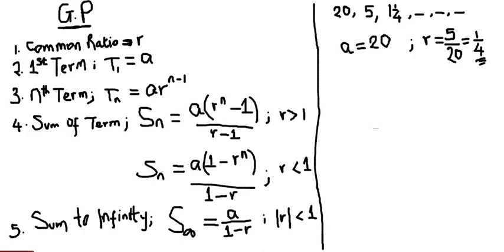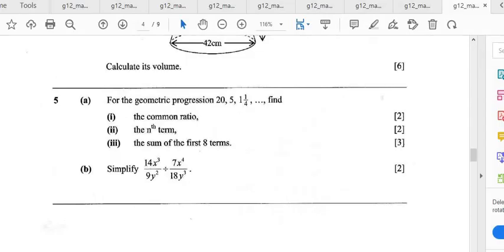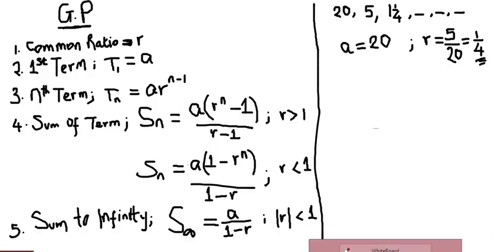The second part of the question, the first part was simply to find the common ratio. So R there is 1 over 4 or 0.25. The second part says we find the nth term. So we can find the nth term, which we can say Tn. We have the formula which says A R to the power n minus 1. In which case A is 20, A is the first term, so A is 20.